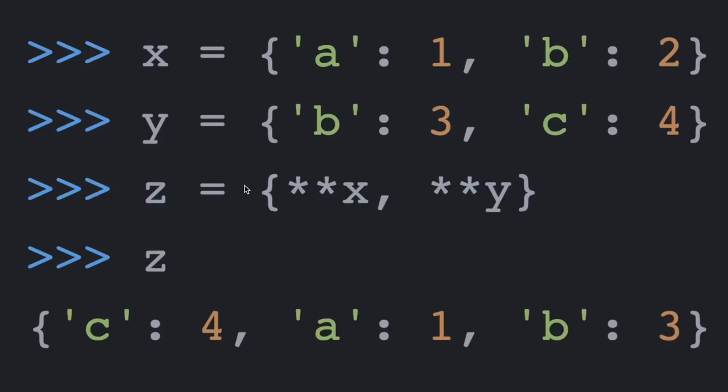This is a way to merge two dictionaries. So we have the two dictionaries, X and Y, and if we see what Z is with the ** X, ** Y, now we've merged those two dictionaries into one.